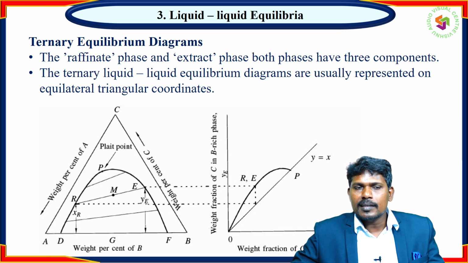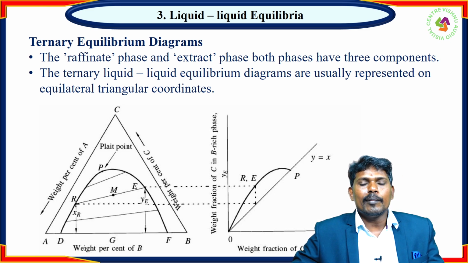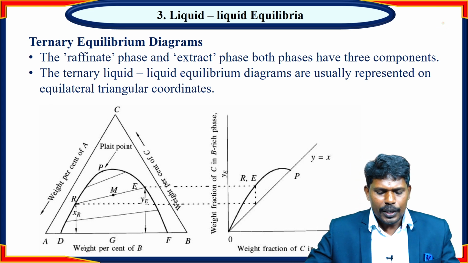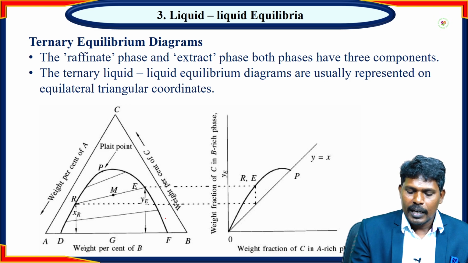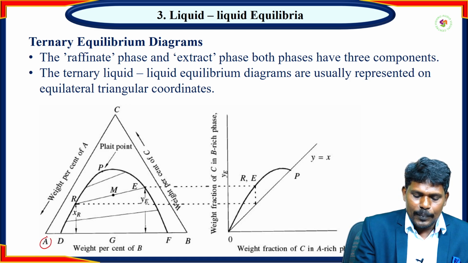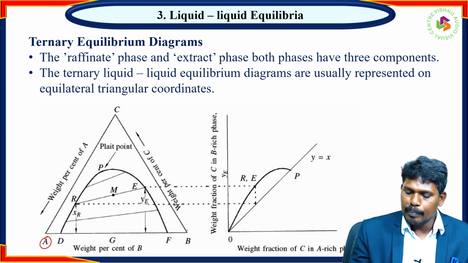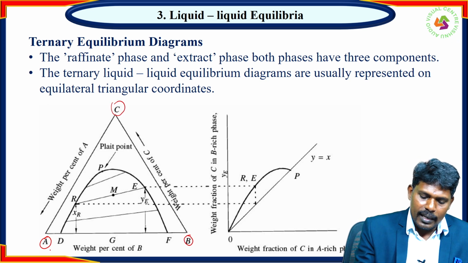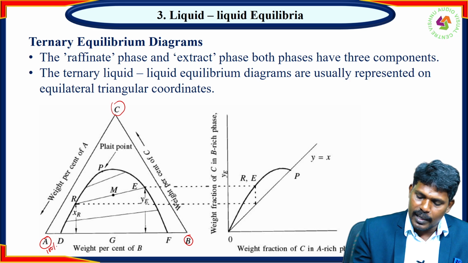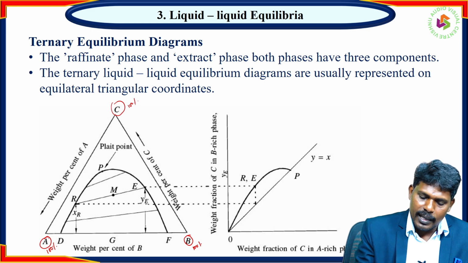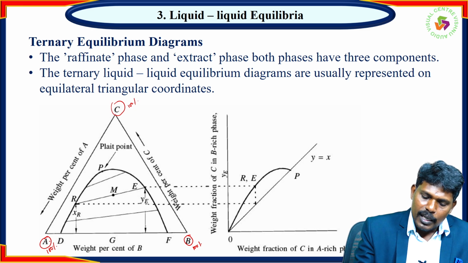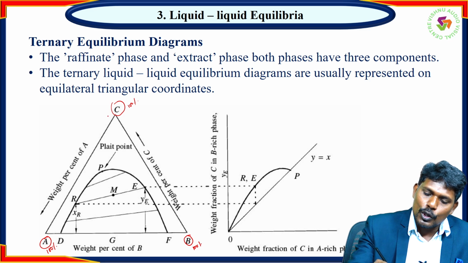This type of ternary equilibrium diagram is represented by equilateral triangular coordinates. In the equilateral triangular diagram, the corners are A, B and C. Here A is 100%, here B is 100%, and here C is 100%. Here A is 100%, meaning pure A, and on the opposite side A is 0%.